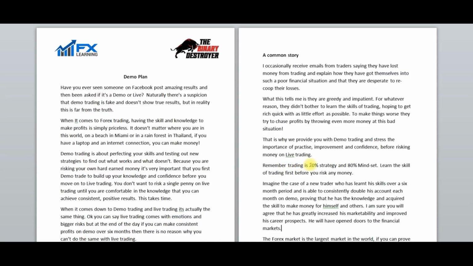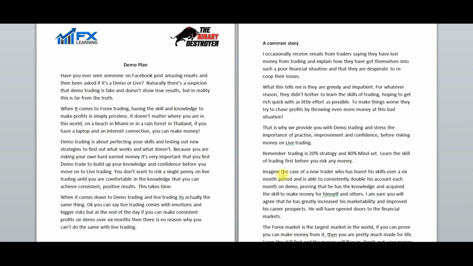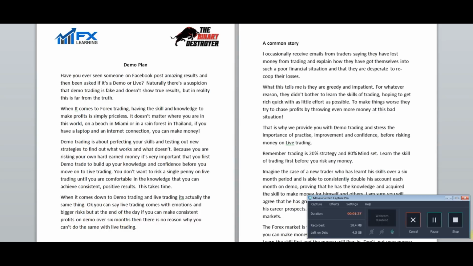Remember, trading is 20% strategy and 80% mindset. Learn the skill of trading first before you risk any money. Imagine the case of a new trader who has learnt his skills over a 6-month period and is able to consistently double his account each month on demo, providing that he has the knowledge and acquired the skill to make money for himself and others. I'm sure you will agree that he has greatly increased his market probability and improved his career prospects. He has now opened the doors to the financial market. Can you see what I mean now, okay?